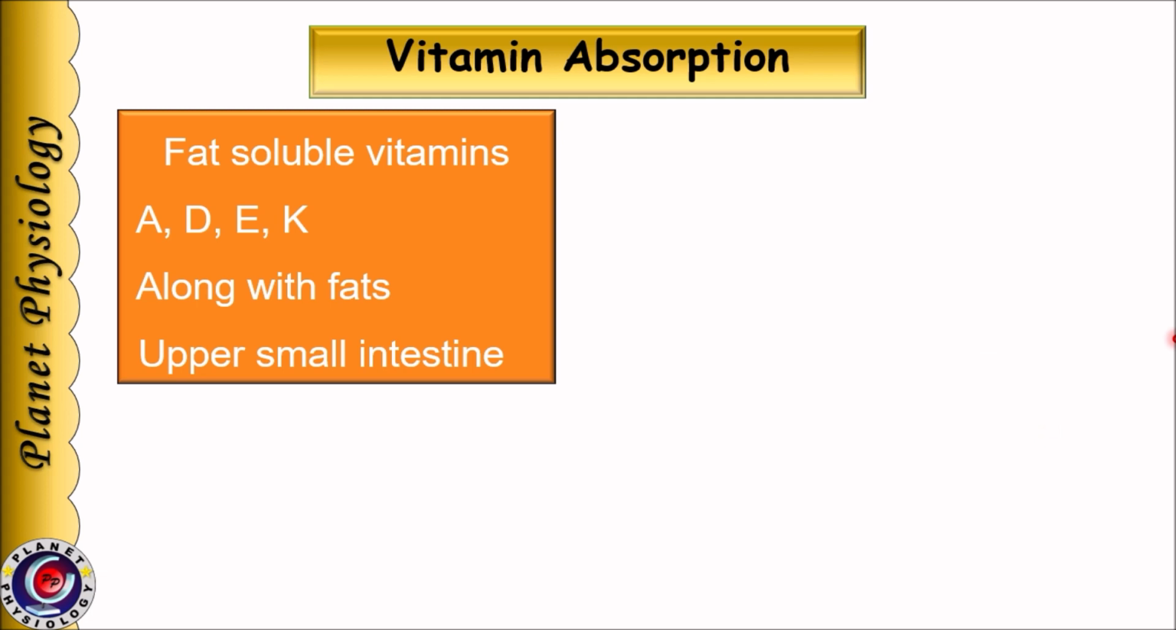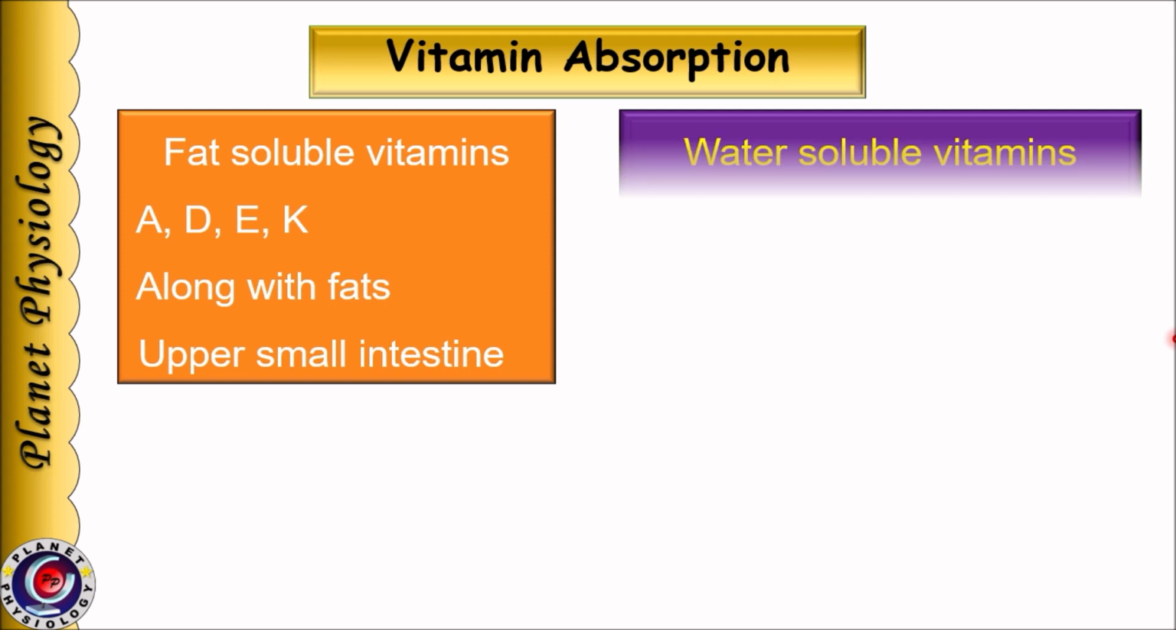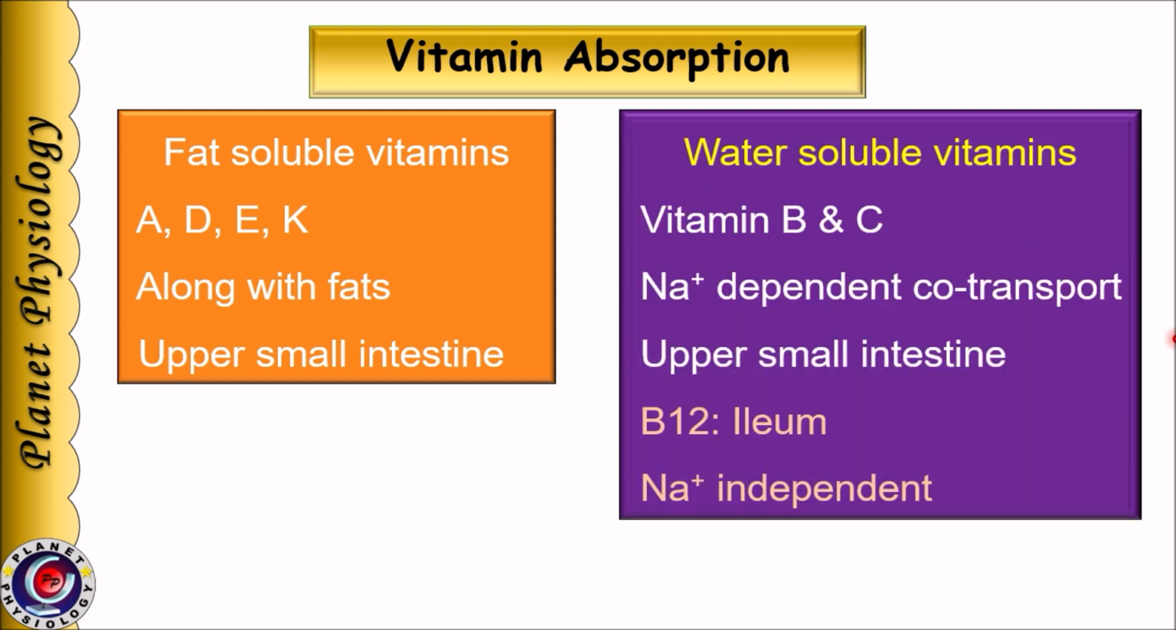Now coming to the vitamins. As we know, vitamins can be either fat soluble or water soluble. Fat soluble vitamins like vitamin A, D, E and K are absorbed along with fats in the upper small intestine. Water soluble vitamins like vitamin B and C are also absorbed from the upper part of the small intestine, and this absorption is sodium dependent. Only vitamin B12 absorption is sodium independent. It is absorbed in the ileum in the presence of intrinsic factor.